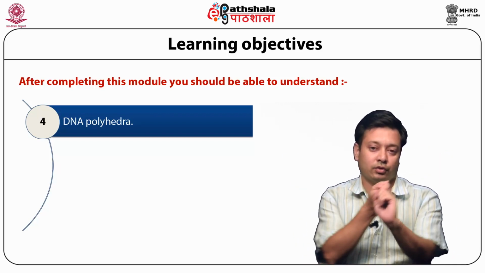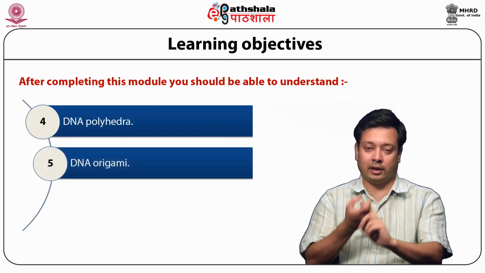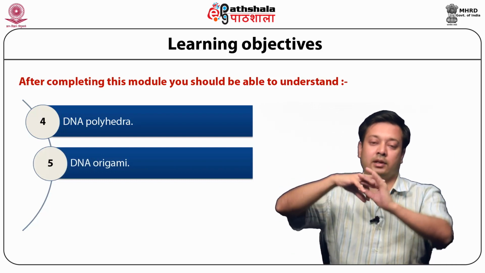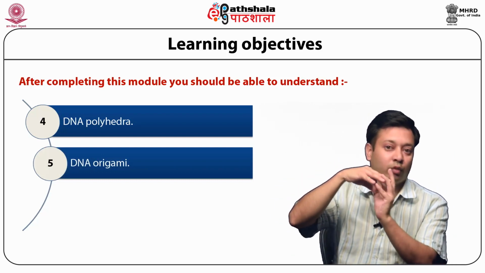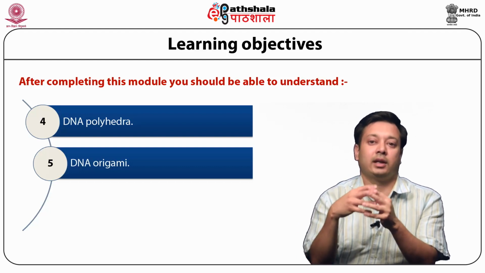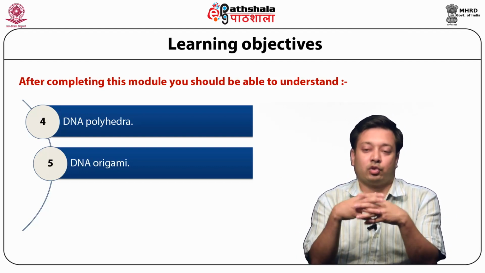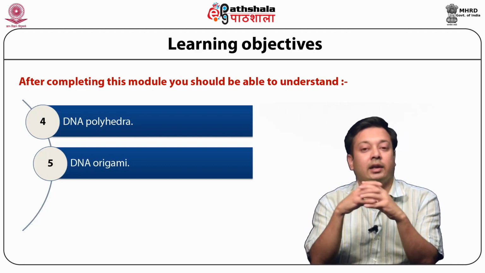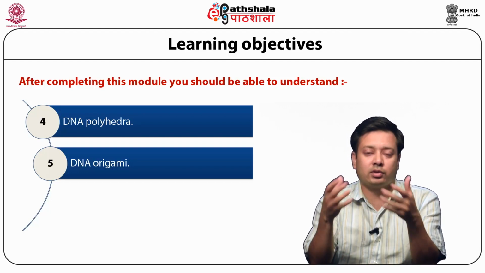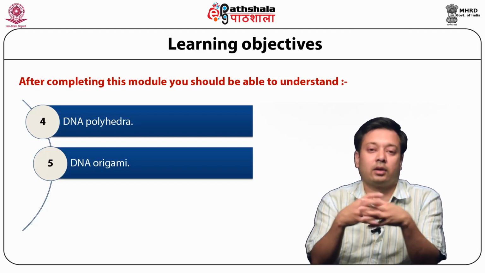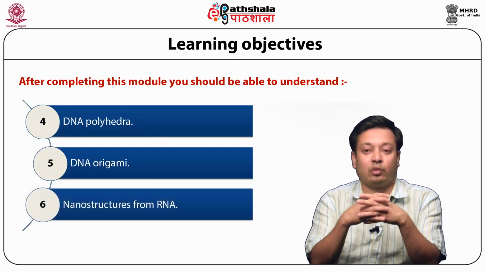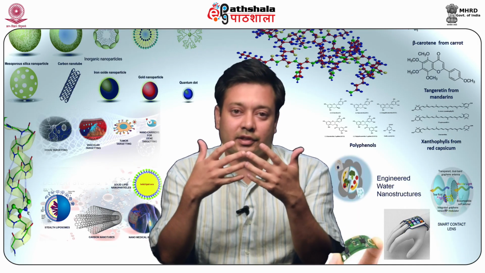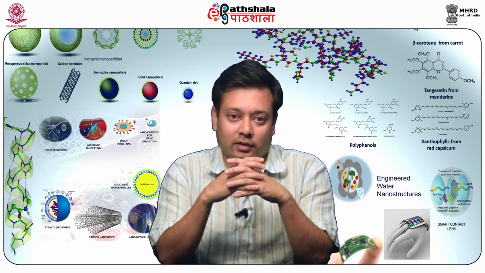we'll also look towards the end at DNA origami. Like the Japanese, they make very nice 3-dimensional structures with folding paper. So can we do that with DNA? These are different approaches or strategies to make DNA nanostructures. We will get to know about them, and towards the end, similarly, we will also look at 1 or 2 examples of RNA nanostructures. So first, let us understand what DNA nanotechnology is.